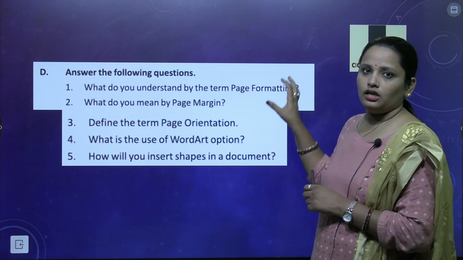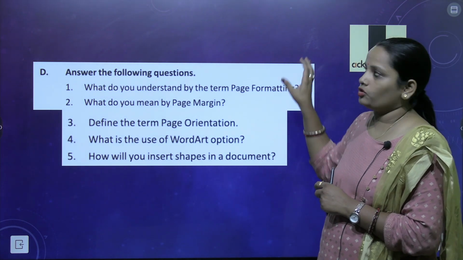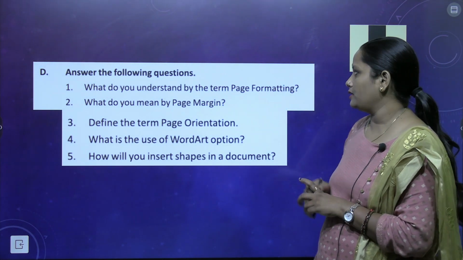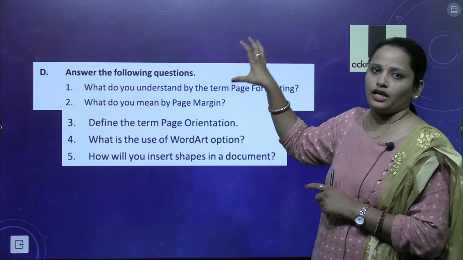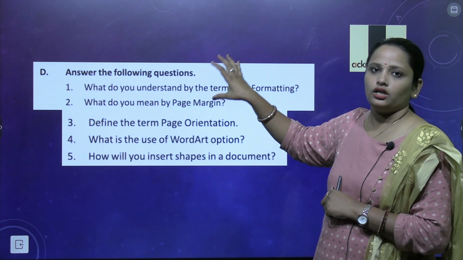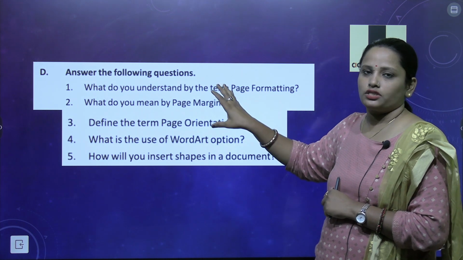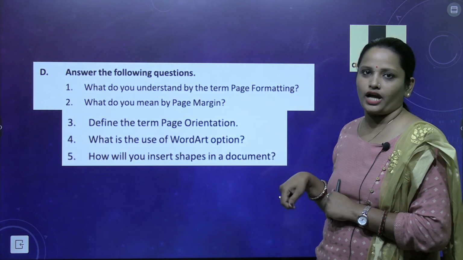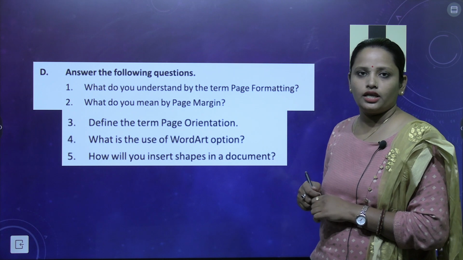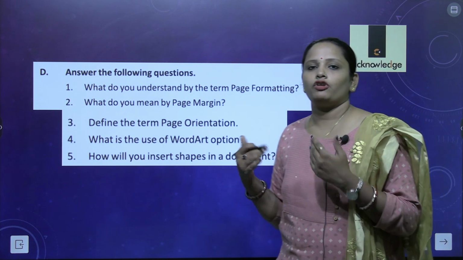And after selecting the shape, we have to bring the mouse pointer, it will be like a plus sign. We have to bring that mouse pointer to the place where we want to insert that shape, and we have to drag the mouse, and after doing this the shape will be inserted to our text.